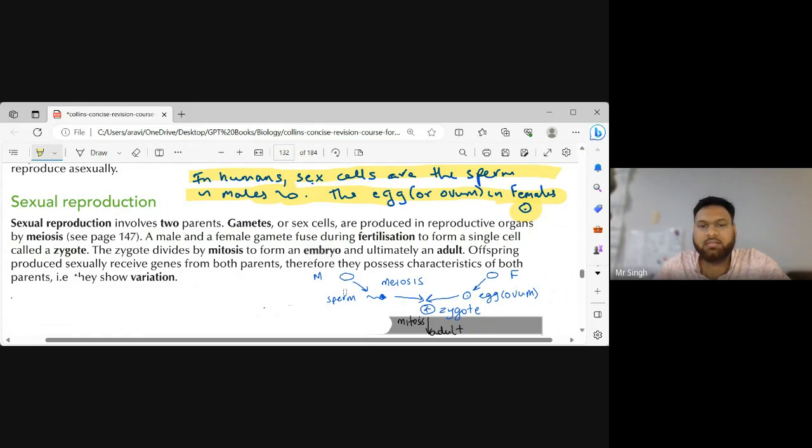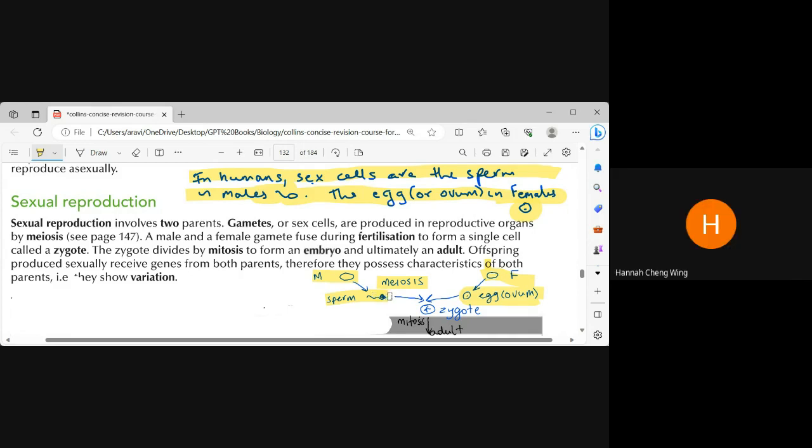So let's take a look at this. We have here a male, a set of male cells, and we have a set of female cells here, right? And so what happens is that this process of meiosis occurs to produce the sperm in the males, and the process of meiosis occurs in the females to produce the egg. Everybody with me?